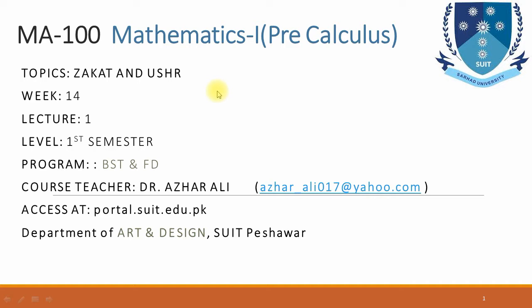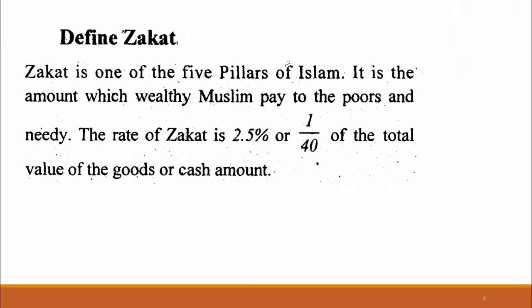In this first video lecture of week 14 for the course Mathematics 1, today we are going to learn about a very important topic, Zakat and Ushr. From the topic Zakat, this is very important. Zakat is one of the five pillars of Islam. It is the amount which wealthy Muslims pay to the poor and needy.